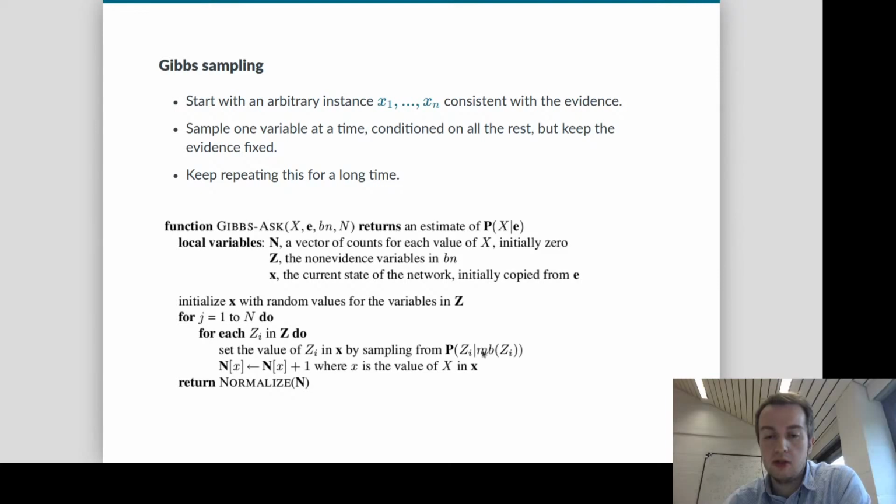But since we assume a Bayesian network, you don't need to condition on all the other variables. You can look at only a subset of them, and this subset is called the Markov blanket.